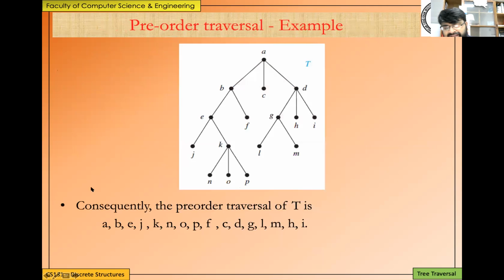Here's an example. Let's suppose this is your tree. In a pre-order traversal, the order would be: visit the root first, since this is the root, so we start with A, then B, E, J, K, N, O, P, F, C, D, G, L, M, H, and I. And this is exactly what you notice here: A, B, E, J, K, N, O, P, F, C, D, G, L, M, H, and I.